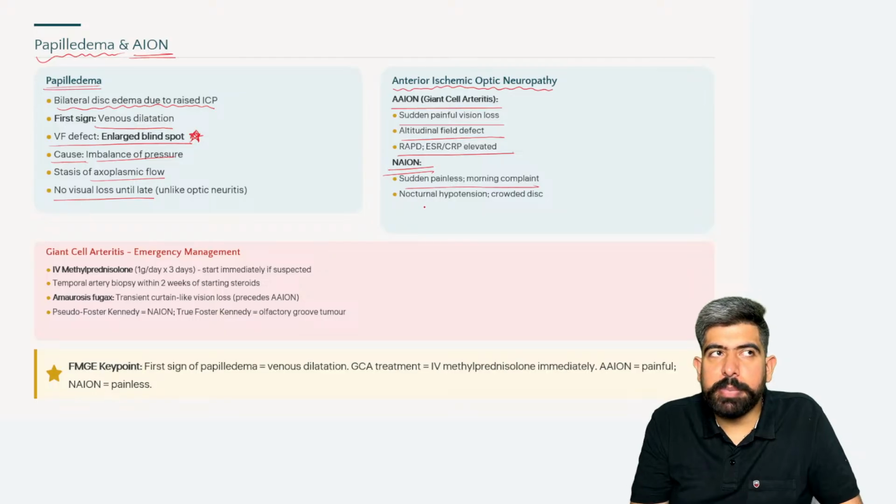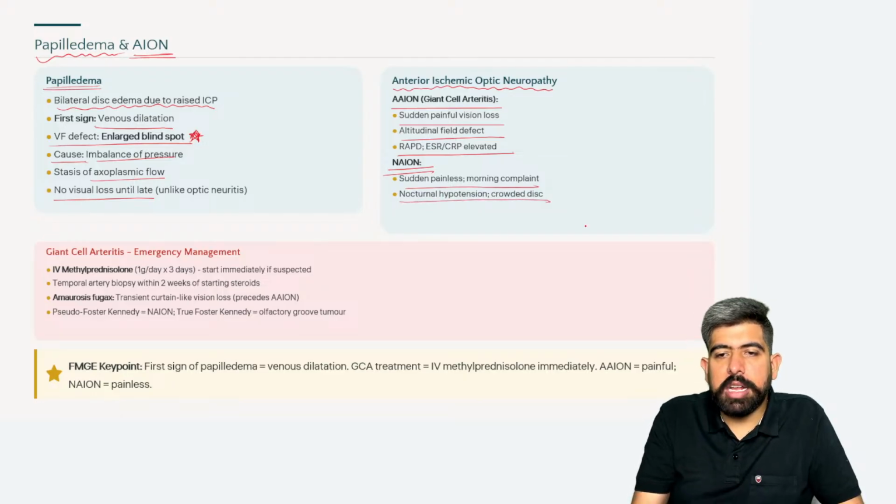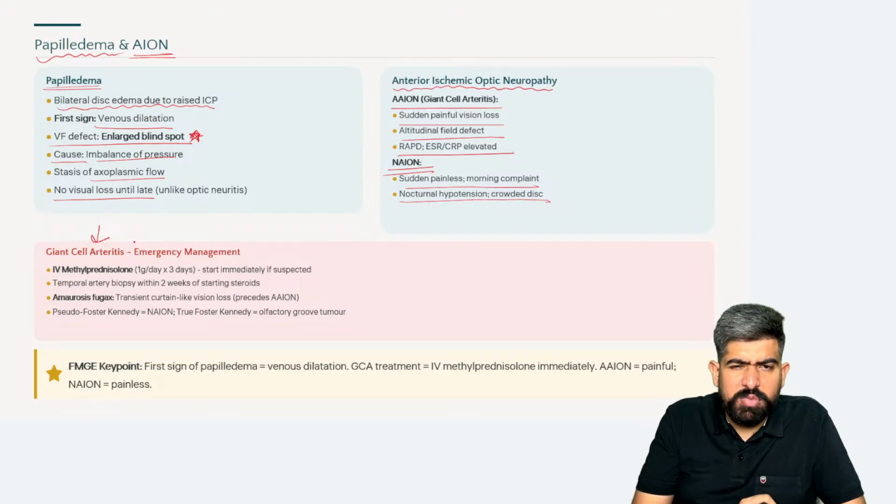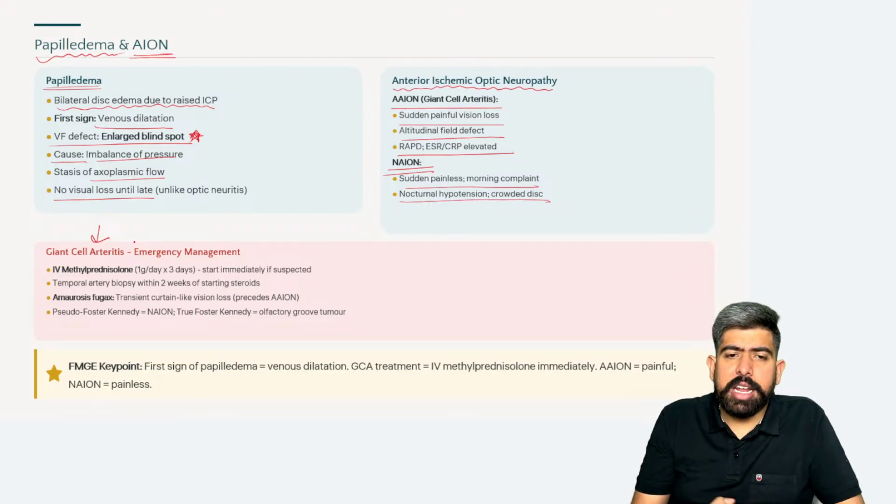Whenever the patient wakes up, the patient says there is a painless loss of vision, right? Sudden painless loss of vision, and this is the nocturnal hypertension and can be seen in the crowded disc. Now, what is giant cell arteritis? As we talk, we say it is the arteritic anterior ischemic optic neuropathy.